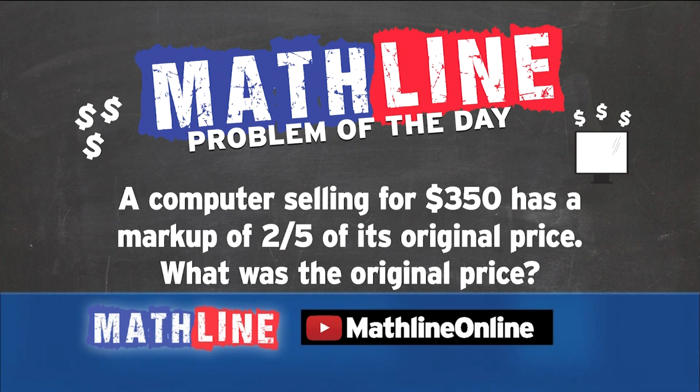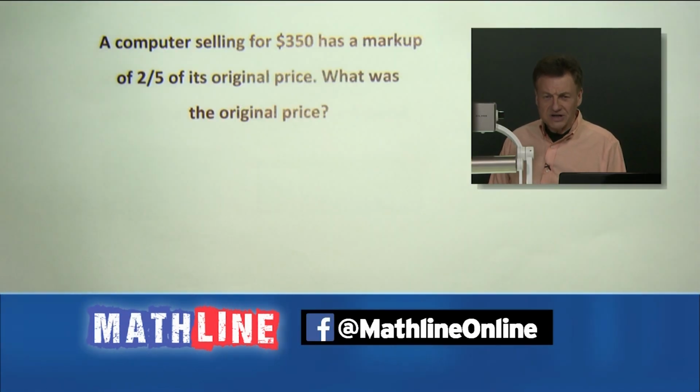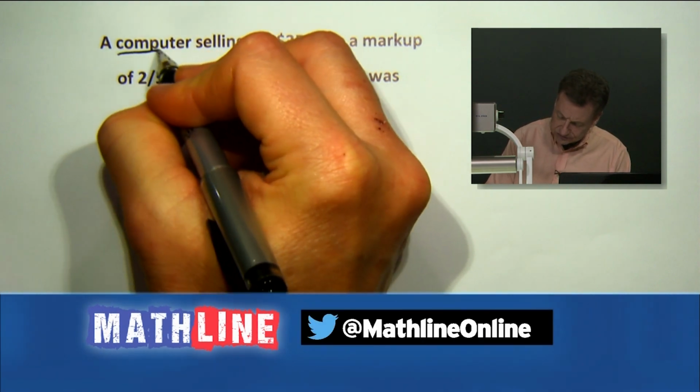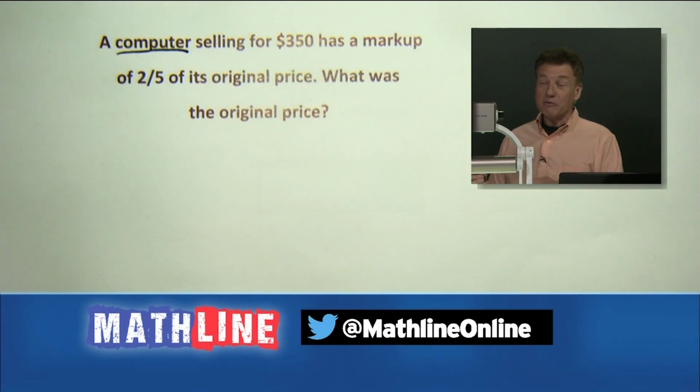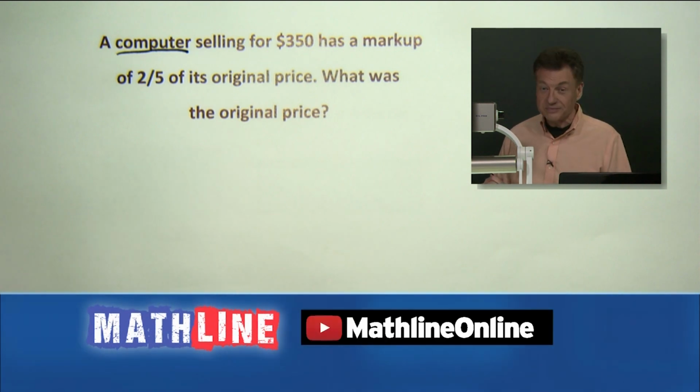And here it is. It's a computer problem. You don't have to have a computer to do this one, though, it's just about a computer. A computer selling for $350 has a markup of 2/5 of its original price. Ooh, that sounds complicated. We're going to try to figure out what that original price is. So let's see where we're going to go. On this problem, first of all, you are dealing with a computer. They do cost money. And when people buy them and sell them, they usually sell them for more than what they paid for them, all right? Because that's how you make a profit.